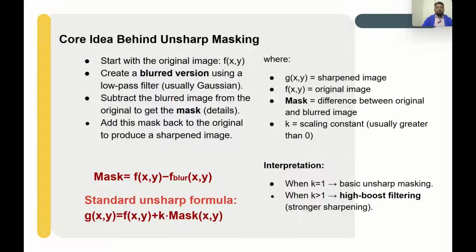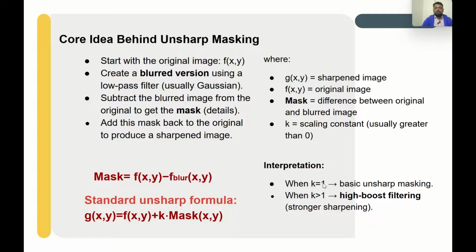So you should understand these two first. Mask equals f of x, y minus f blurred of x, y. So first we need to find f blurred. The blurred image we find, then subtract from the original image, and whatever mask value comes, we multiply with a constant 1 or 2 or whatever, and then add it to the input image and we get the output image. So remember this complete process. Here g of x, y is the output, f of x, y is the input, mask is the difference between the original and blurred image, and k is the scaling constant.